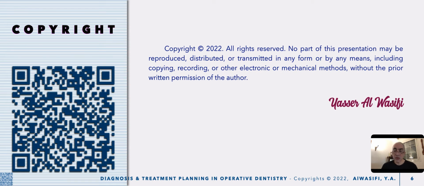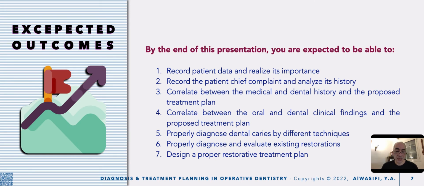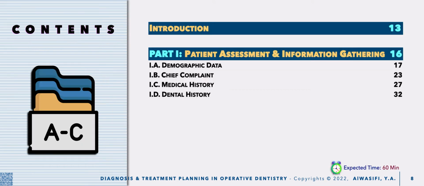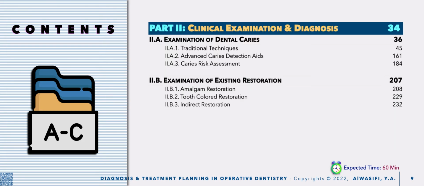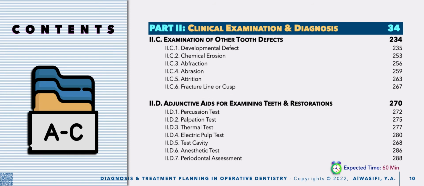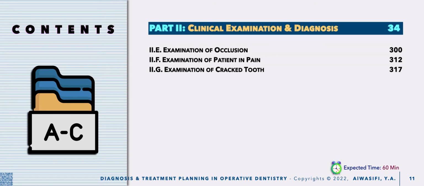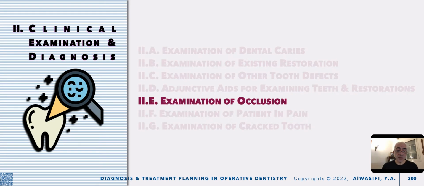operative dentistry. We will continue today with the proper clinical examination to diagnose the patient problem or the patient chief complaint. Already we discussed part 1, which is patient assessment and information gathering, and starting the clinical examination, including clinical examination of dental caries and the clinical examination of existing restoration. We already finished clinical examination of other tooth defects and adjunctive aids for examining teeth and restoration. In this episode, we will try to finish clinical examination and diagnosis by examining occlusion, examining patient in pain, and examining cracked tooth. Let us start with examining occlusion.